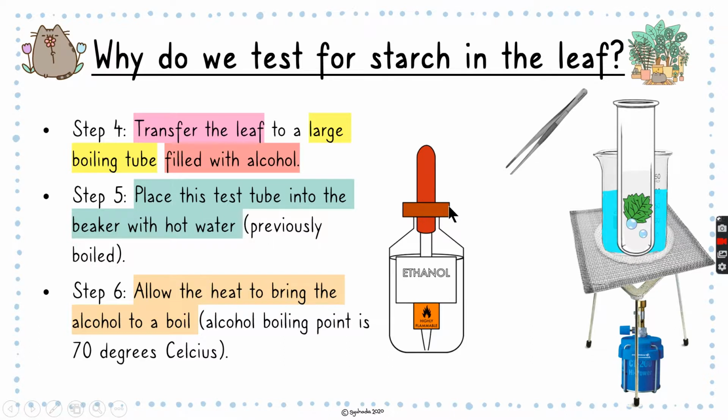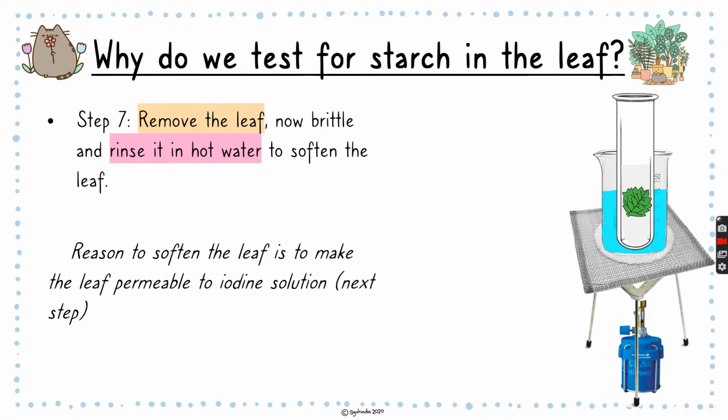So once it's boiling, what happens is that it's going to remove all of the green pigments. So the chlorophyll is going to come out, but the chloroplast is still going to stay. So it's going to turn white.